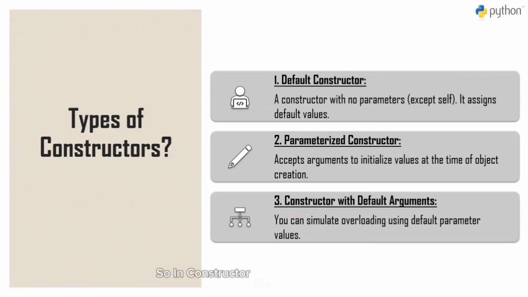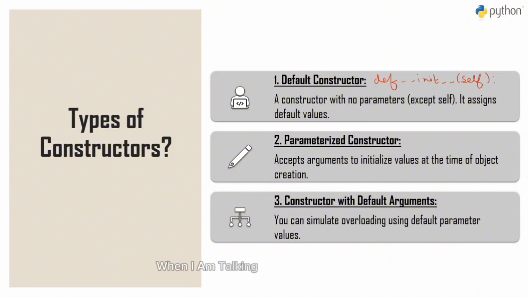In constructors we have three types: default constructor, parameterized constructor, and constructor with default arguments. A default constructor is with no parameters, like I have def double underscore init double underscore, and I will have just the self parameter. That's it. This is a default constructor.